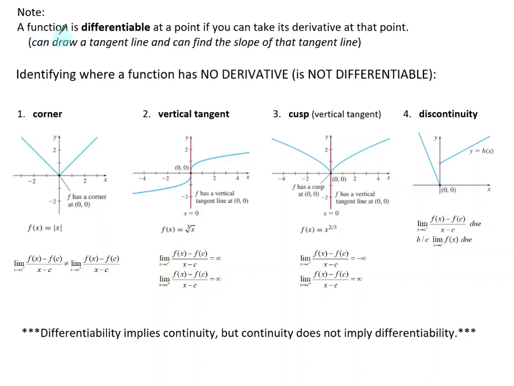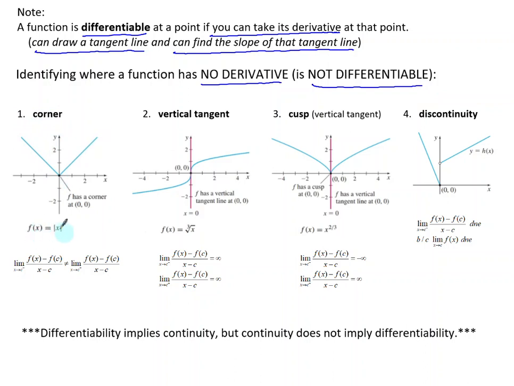So remember that a function is differentiable at a point if you can take its derivative at that point. Differentiable means you can take its derivative at that point. And taking a derivative means you can draw a tangent line and you can find the slope of that tangent line. So here are some examples where a function has no derivative. In other words, it is not differentiable. The first example is a corner. A corner could look like this graph.